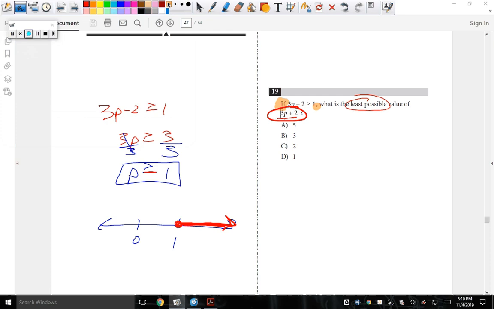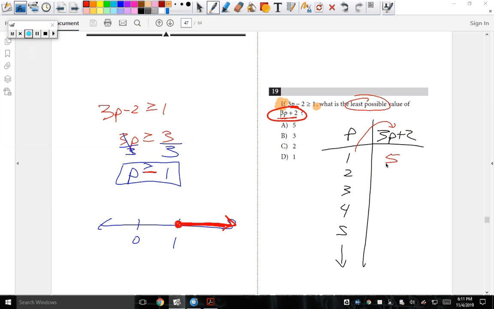So here's 3p plus 2, and here's p. If I plug in 1, 2, 3, 4, 5, so on and so forth, I could just keep going on forever. As I plug them in, if I plug in 1, I will get 3 plus 2 is 5. If I plug in 2, I will get 3 times 2 plus 2, which is 8, and so on and so forth. Okay? So the least one that's possible in this sense is going to be 5.